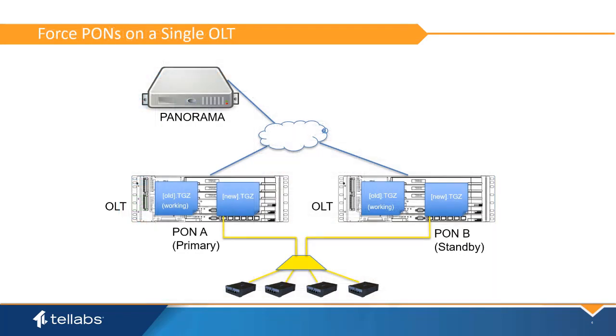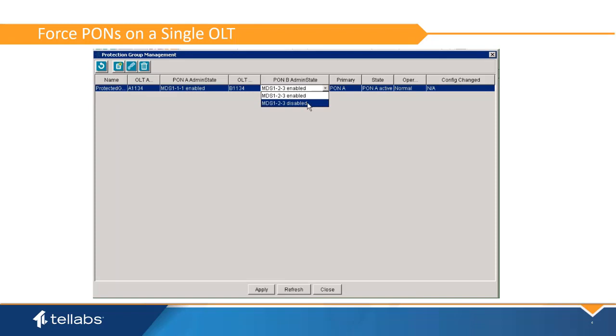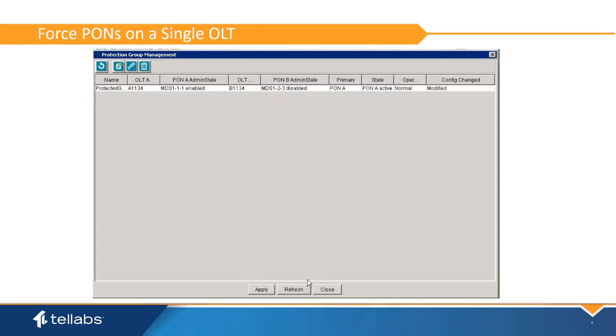Force all active protection group PONs onto the primary OLT. This is done by disabling all standby PONs on the standby OLT. In Panorama, PON ports can be disabled in the Protection Group Management interface. Select Disabled for the PON B admin state on all PON ports on the secondary OLT. Click Apply to save the changes.